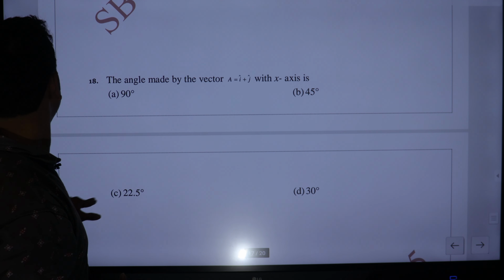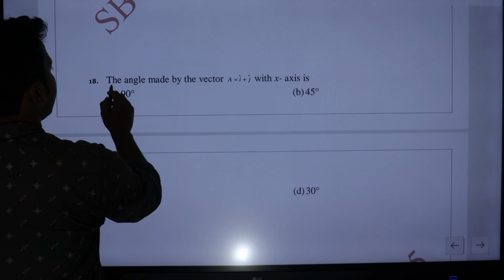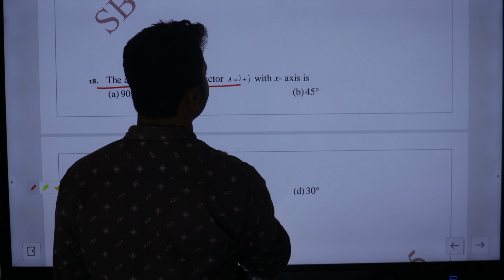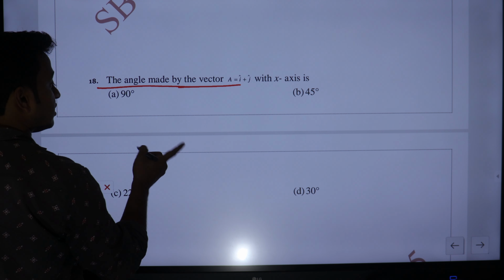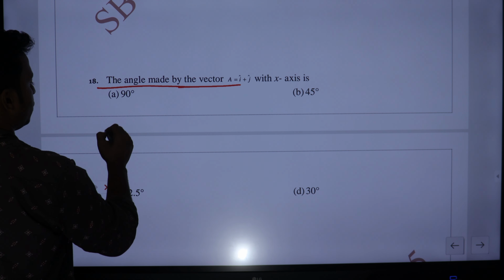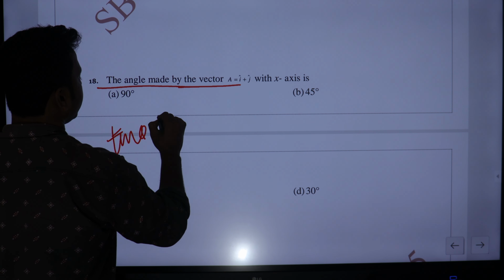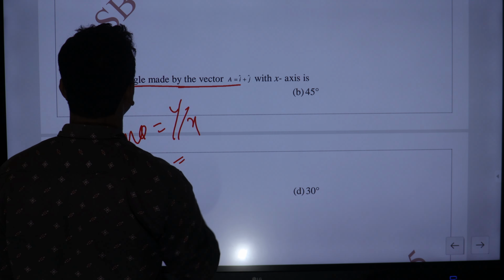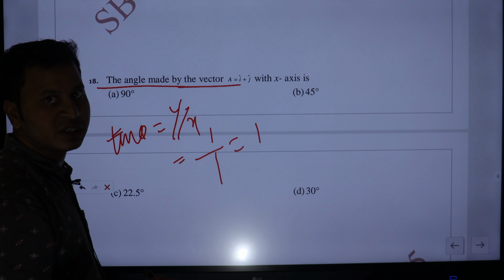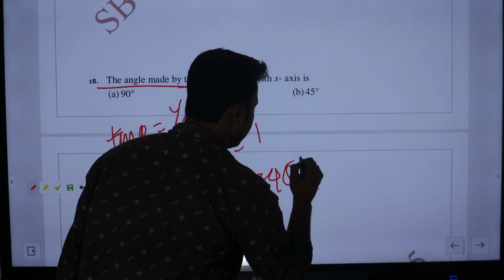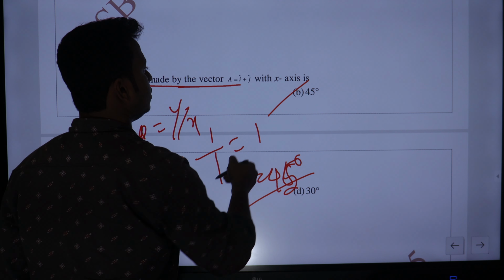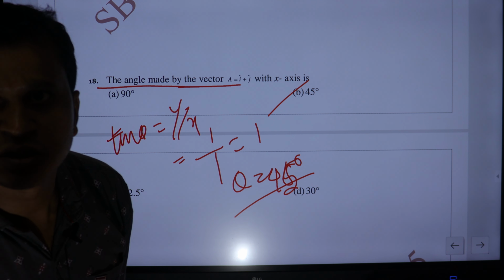Question number 17. Okay, the angle made by vector A with the x-axis. This is a similar question to the one we did just 2 minutes ago. So tan theta equals, we know that y-axis by x-axis, the y-axis component will be 1 and the x-axis component will be 1, so it will be 1, and tan theta equals 1 means theta equals 45 degrees. So which option is right? Theta equals 45 degrees is given. This option is right.